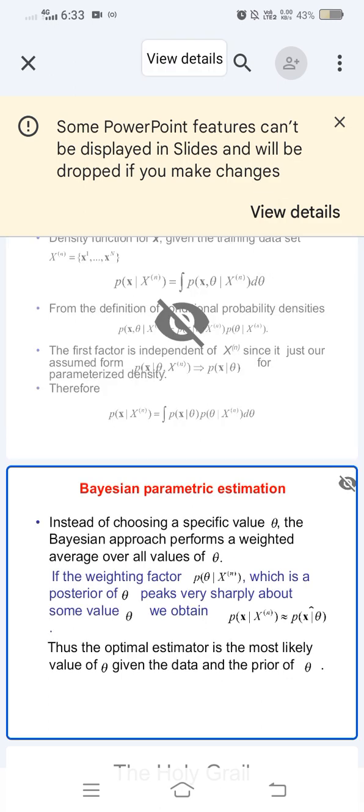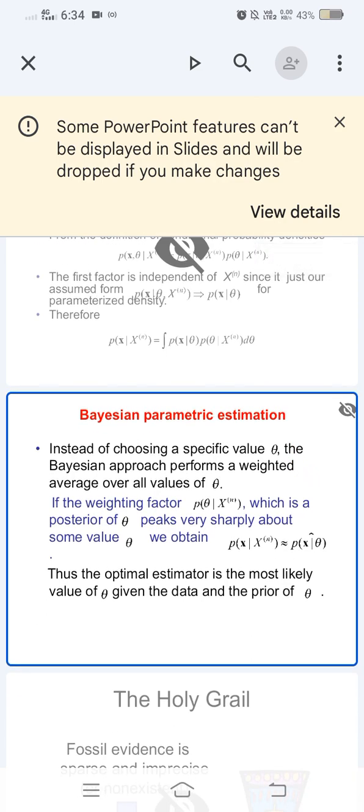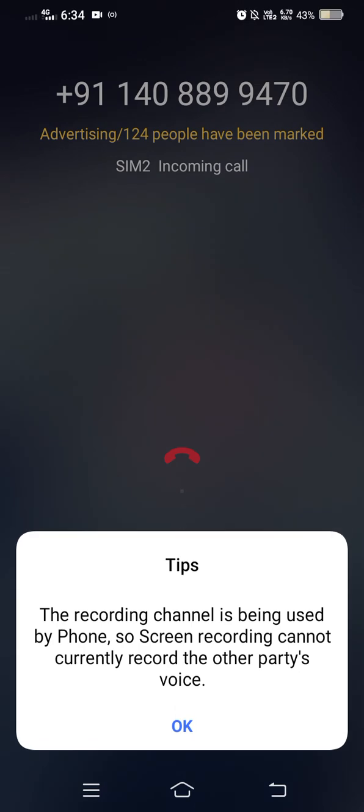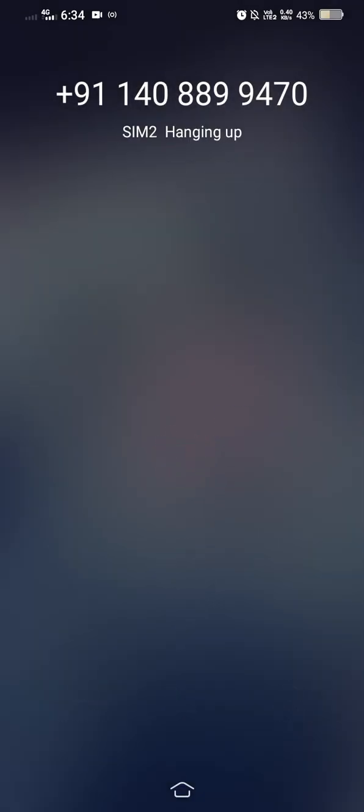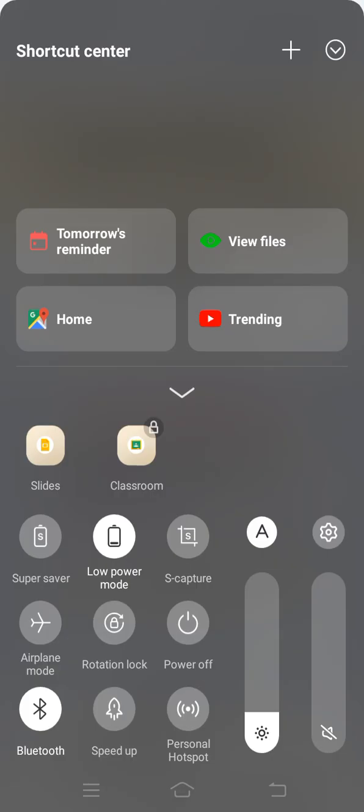Bayesian parametric estimation. Instead of choosing a specific value for theta, the Bayesian approach performs a weighted average over all values of theta. If the weighting factor, the posterior of theta, peaks very sharply about some value, the average is close to that value. Bayesian parametric estimation.